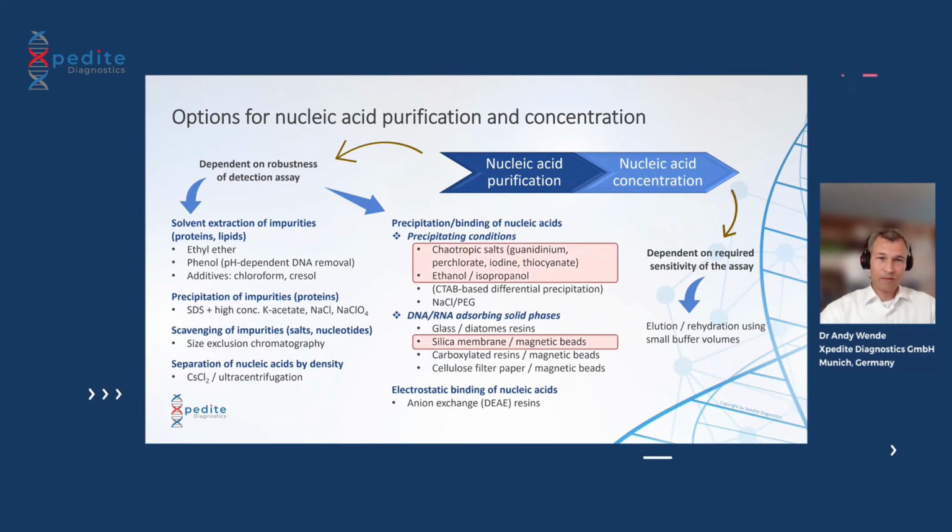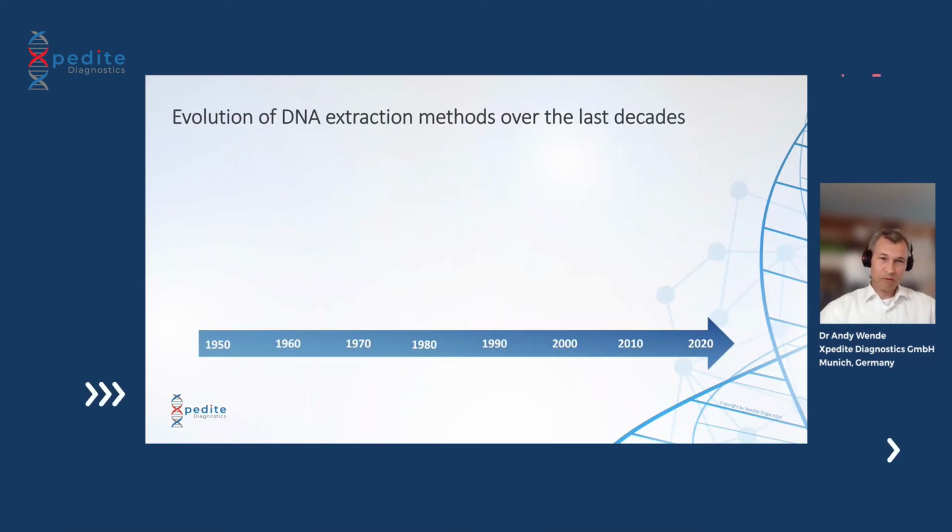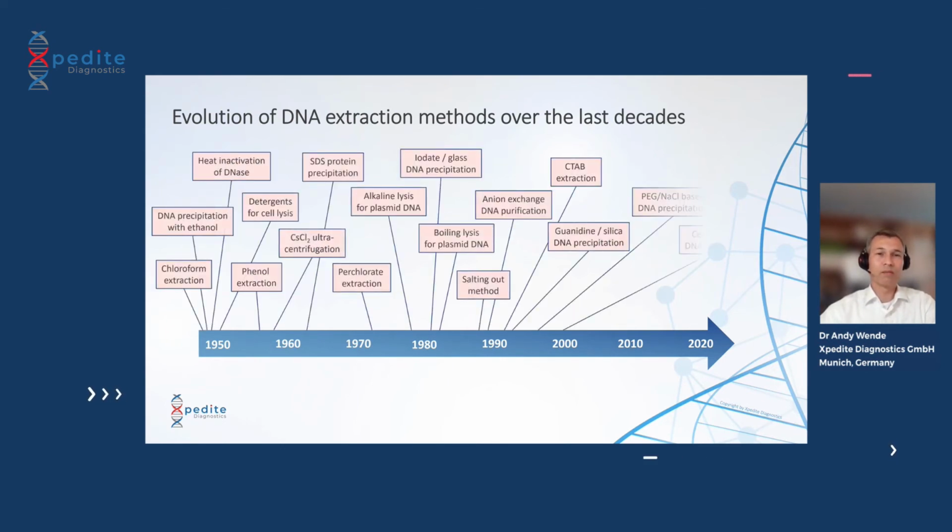So really the most important, or let's say most often used way of doing the purification is the chaotropic salts combined with addition of alcohols, and then usually the nucleic acids are bound or attached to the silica membrane or silica beads. Now, if you look through, let's say, the last 70 years of nucleic acid research, you see, I just drew it up here and pointed out which method was developed in which time.